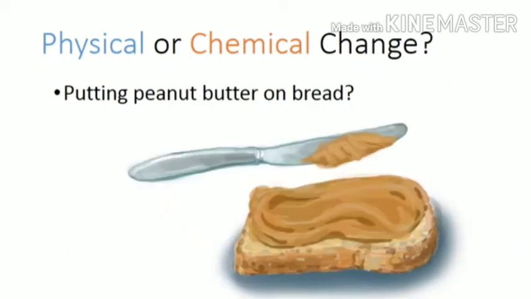Now applying peanut butter on this bread. Well, on this one, what happens is that the appearance of the bread changes. But ultimately, peanut butter remains peanut butter and bread remains bread. There is no chemical reaction between the two of them. Therefore, it is a physical change. Let's go to the next one.